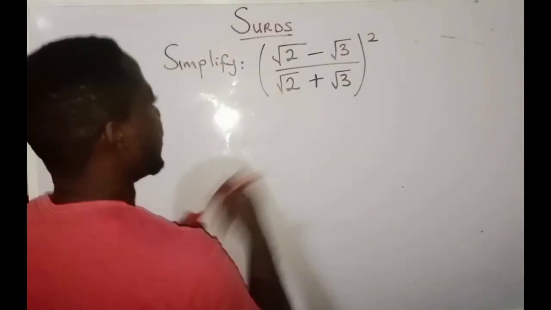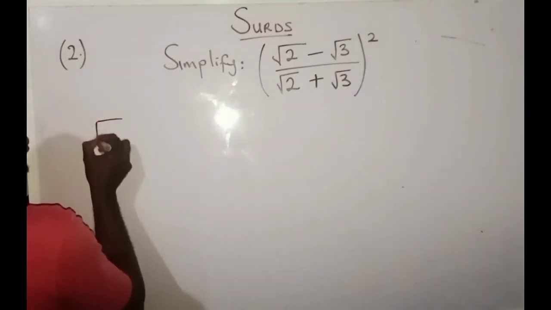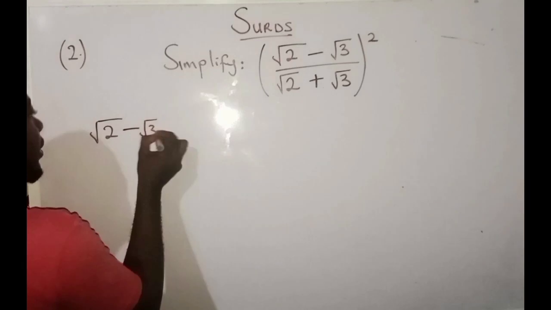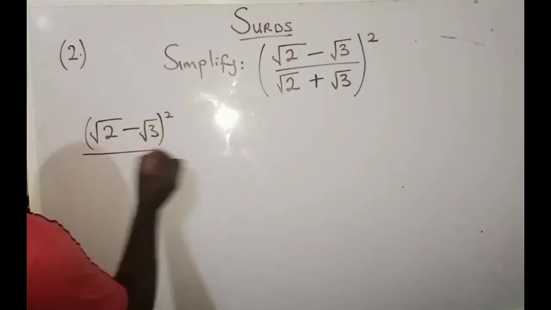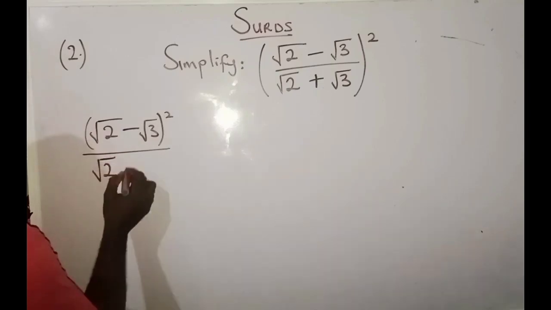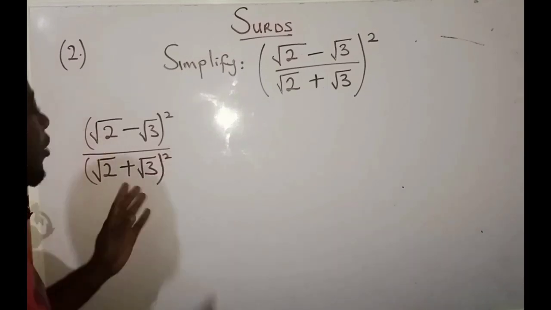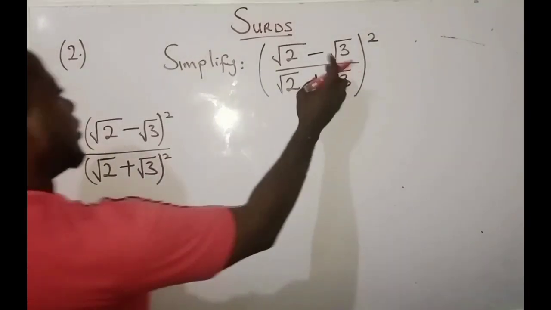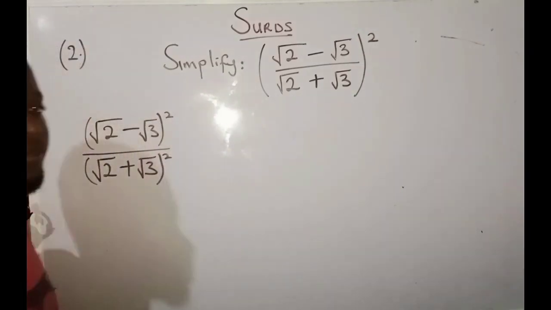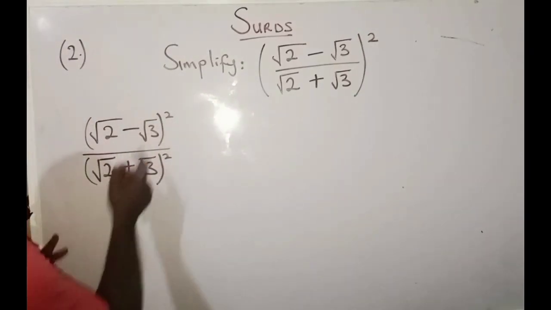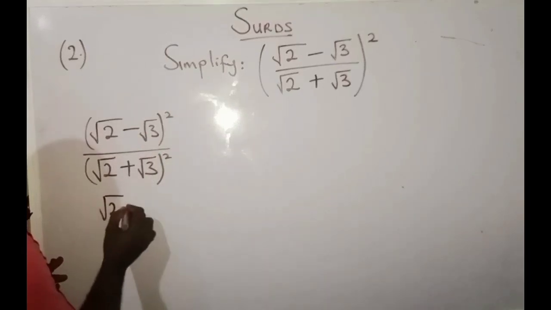The first thing we are going to do is, let's interpret this. By law of indices, this simply means root 2 minus root 3 squared all over root 2 plus root 3 squared. So by law of indices, this is what it means. It means that the numerator is raised to the power of 2, the denominator is raised to the power of 2.